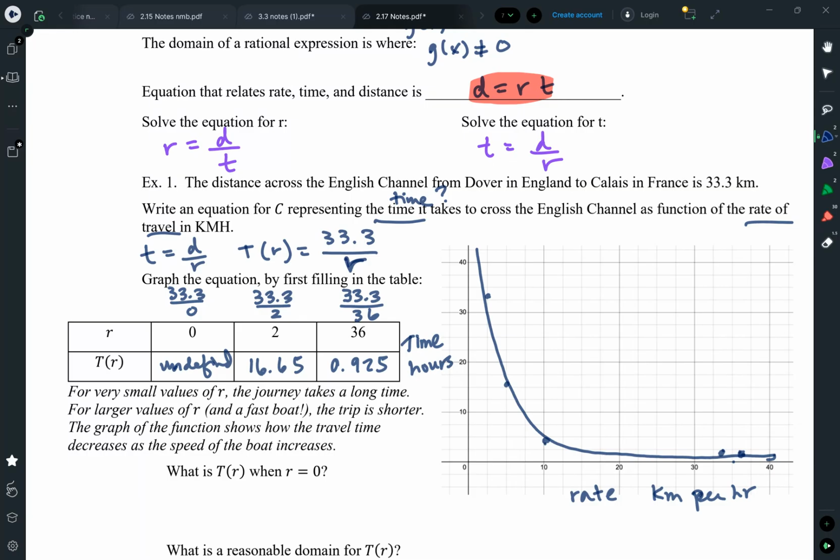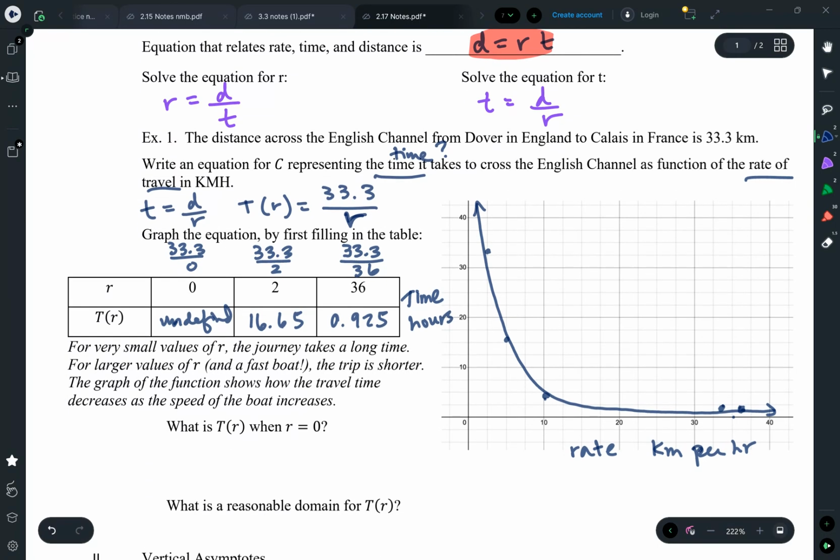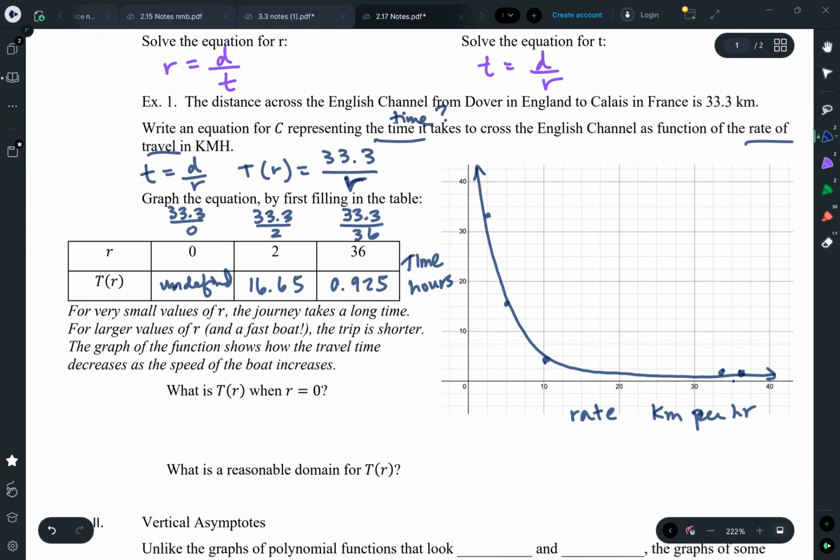And I can connect all the points because it is not a discrete function. I could travel 10 miles per hour or 10.2 or 10.7, so all the numbers in between. And we do talk a little bit about the graph right here, right? This is exactly what we were saying. For very small values of r, the journey takes a long time. For larger values of r in a fast boat, the trip is shorter.